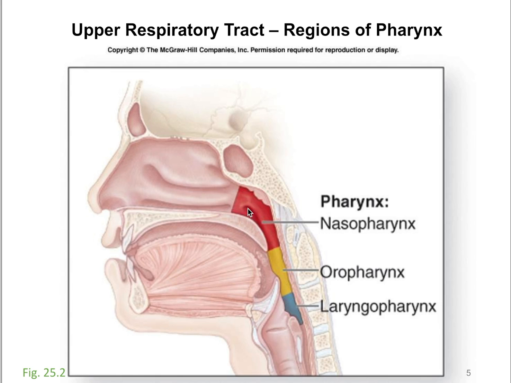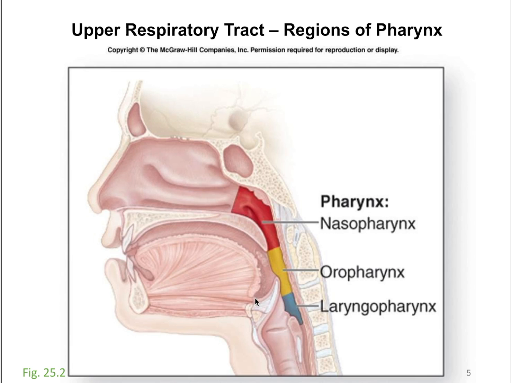and hopefully you don't get food up here, but it's a possibility if you're laughing or get startled while you're eating. Sometimes food will come out to this nasopharynx. And then the oropharynx, this yellow, is the space shared by both the respiratory and digestive tract. Normally it is shared.